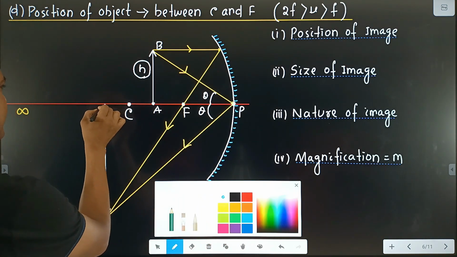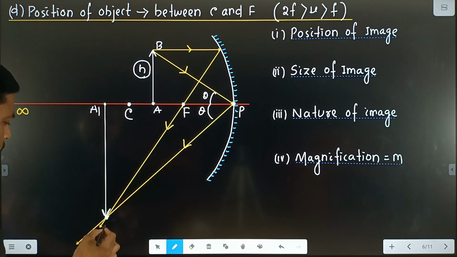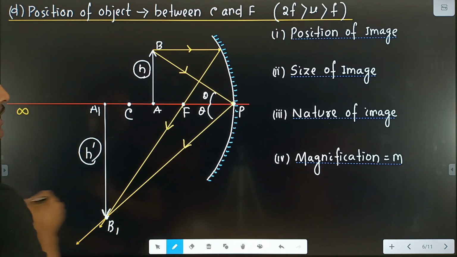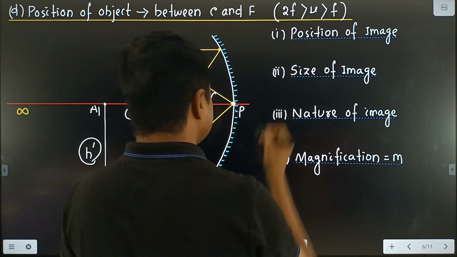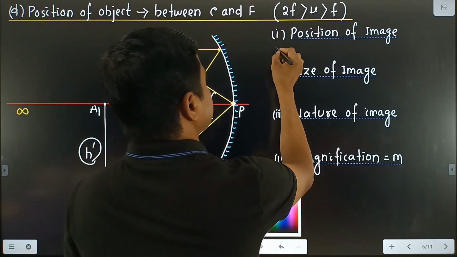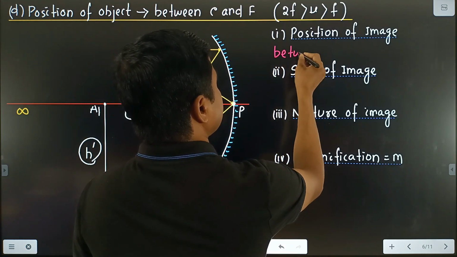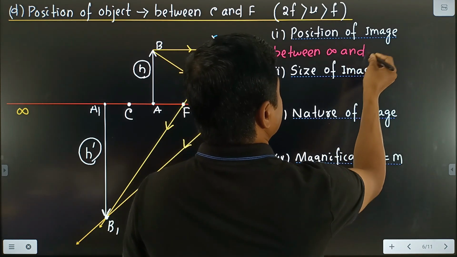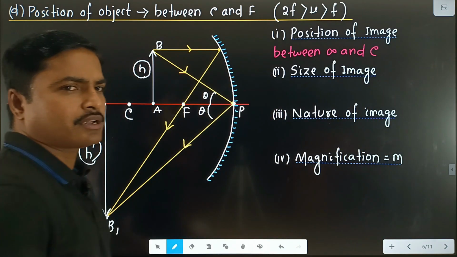And for image height, we write A1 B1, that is H prime, and we write position of the image, that is between infinity and center of curvature. Clear?